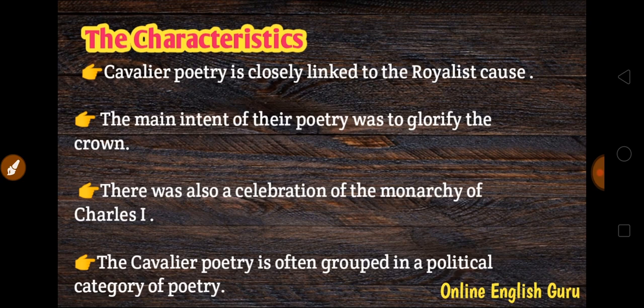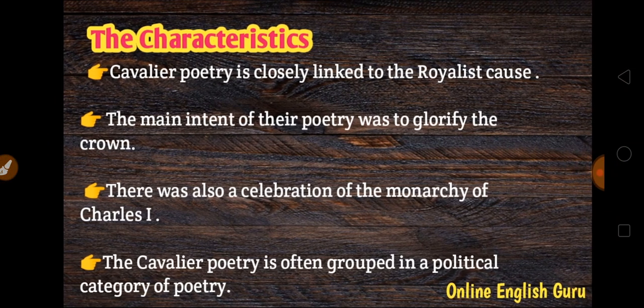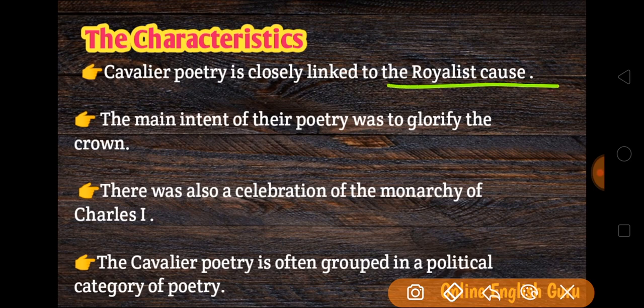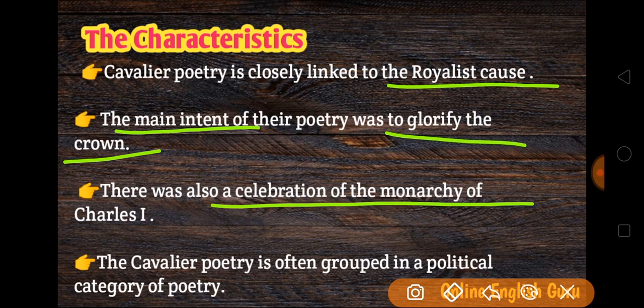Characteristics. Cavalier poetry is closely linked with the royalist cause. It means it is a close knit group. They associate themselves with the royalist cause. The main intent of their poetry was to glorify the crown, Charles I. There was also a celebration of the monarchy of Charles I, and they are often grouped in a political category of poetry.